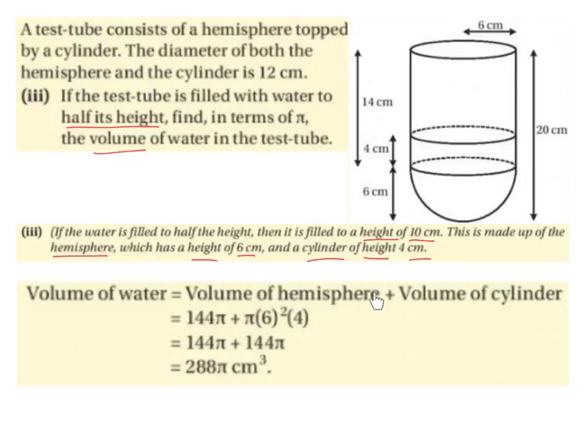So the volume of the hemisphere we already got to be 144 pi. The volume of the cylinder is going to be pi r squared h. The radius is still 6 and the height is now 4. So pi times 6 squared times 4 is 144 pi. And add them together to get 288 pi centimeters cubed.